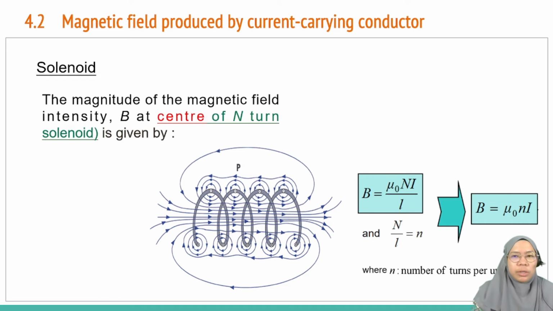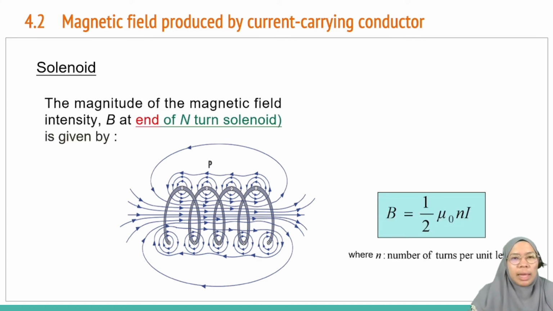Okay, then we have solenoid. For solenoid, we have two formulas to calculate the strength of the magnetic field. First formula is for the center of the solenoid. This is the formula mu naught N I over L, where N over L, which is n, is the number of turns per unit length. So mu naught n I, this is at the center of solenoid. At the end of an N turn solenoid, the formula is with half. So half mu naught n I. So n is somewhere around here.